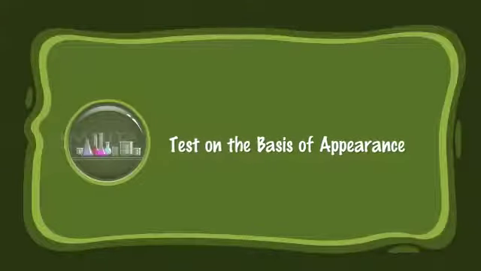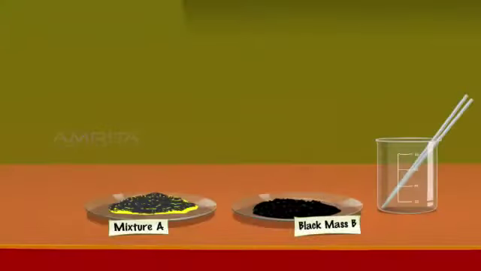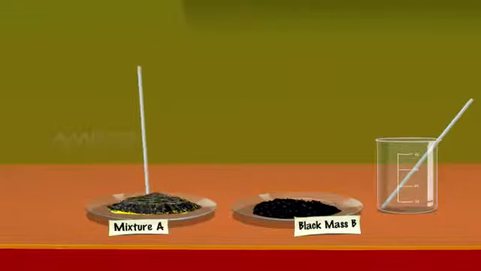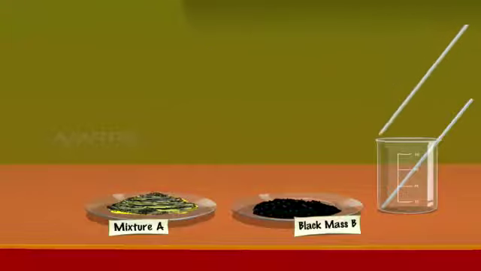Test on the basis of appearance. Take a small quantity of mixture A and black mass B in 2 different watch glasses. Mix the mixture A in the watch glass using a glass rod. You will see yellow powder in which some iron filings are visible.